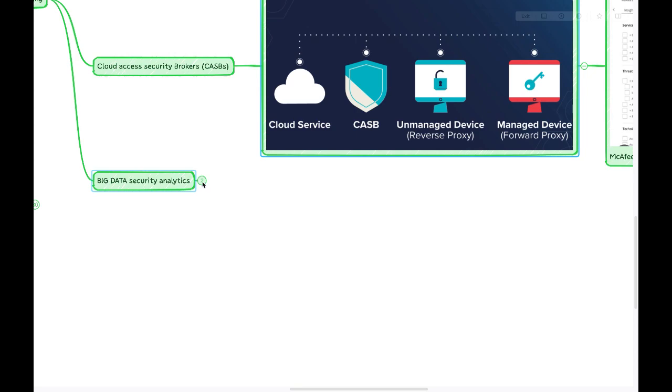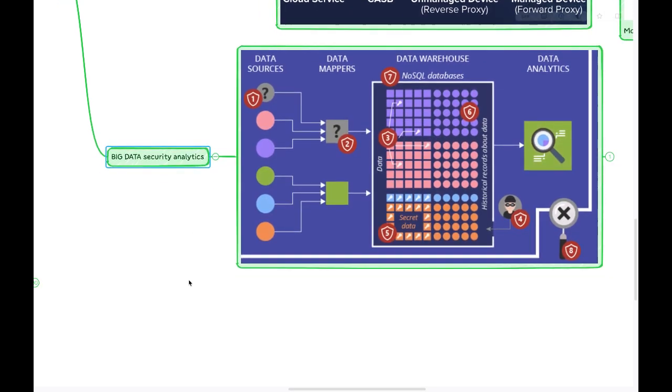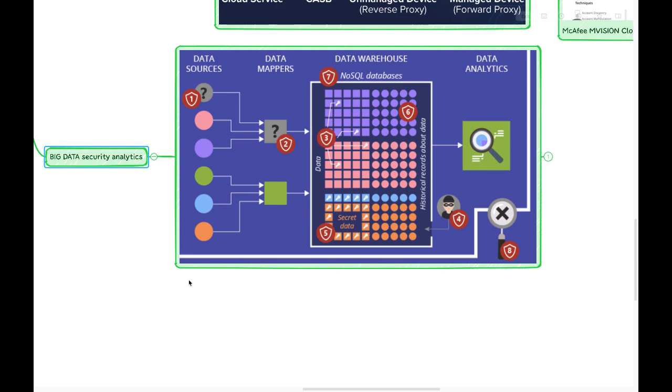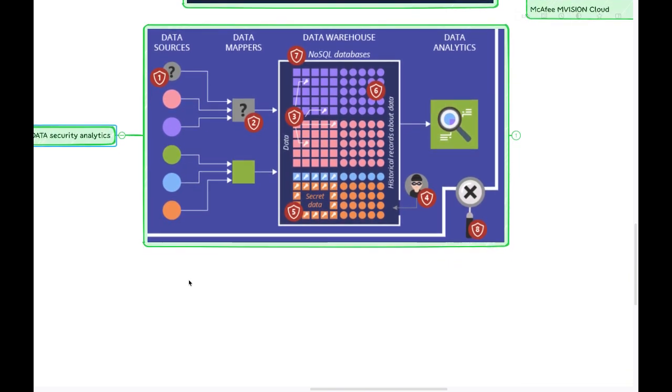Big Data Security Analytics involves the analysis of vast amounts of security data from various sources to detect and respond to advanced threats and security incidents effectively.